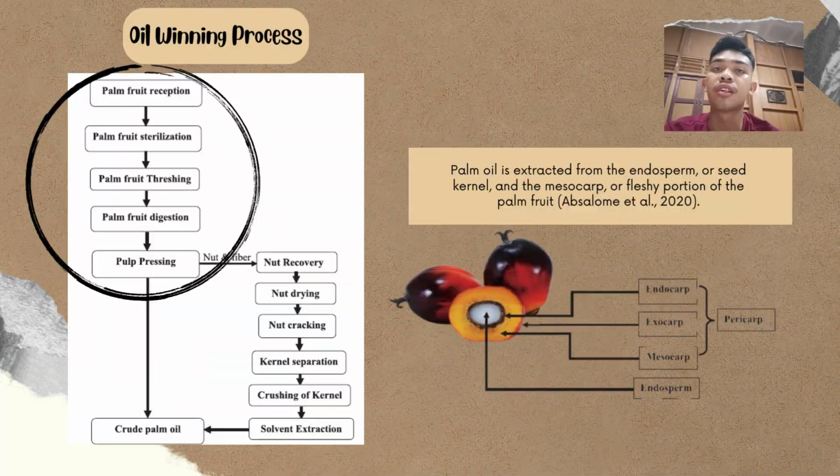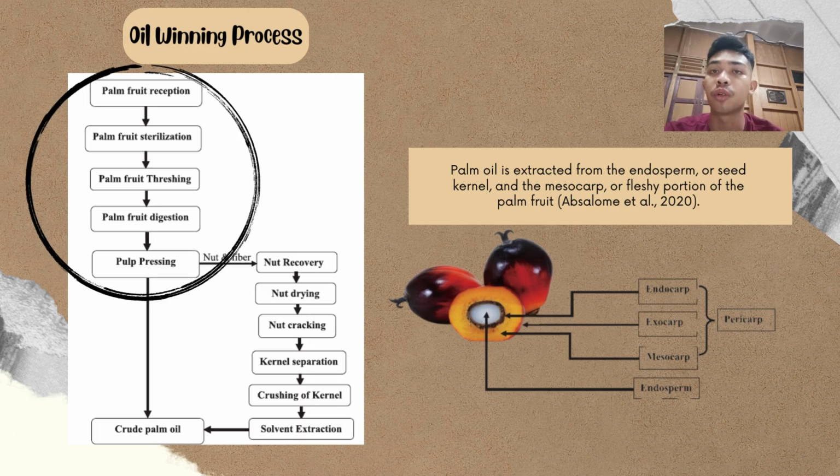Palm oil process consists of upstream and downstream process. So in this slide, I will explain about the upstream part, which is the milling process. The oil milling process involves reception of fresh fruit bunches from the plantations, sterilizing and threshing bunches to free the palm fruit, mashing the fruit, and pressing out the crude palm oil.